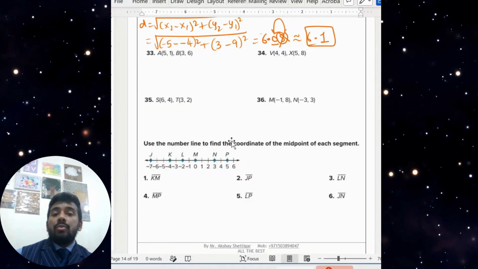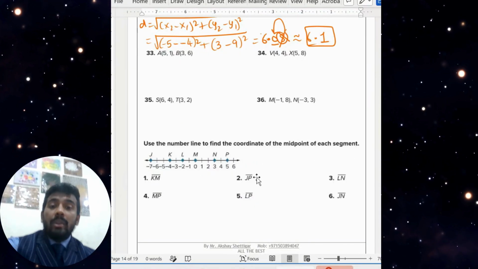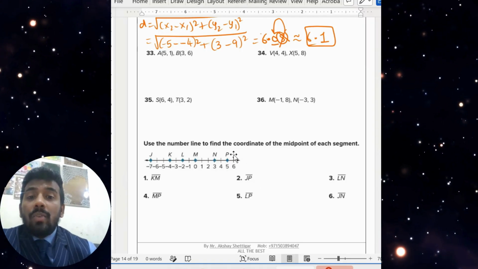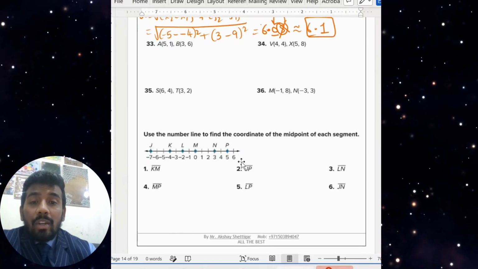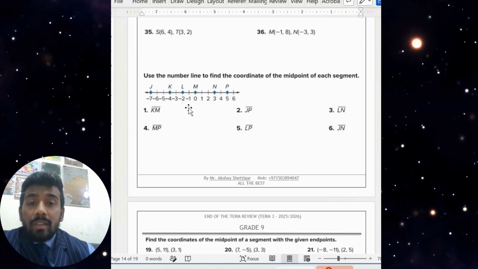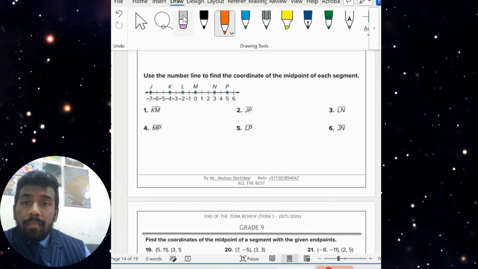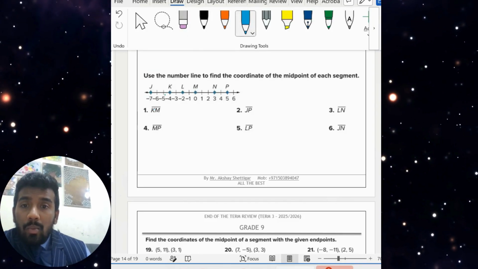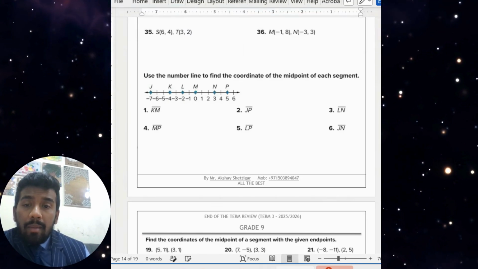Use the number line to find the coordinates of the midpoint of each segment. Now what they want is to use the number line to find the coordinate of the midpoint of each segment. Now we need to find the midpoint of these. How do you find the midpoint? Very easy. Let's start with the first one, KM. Now where is KM? K is here, M is here.